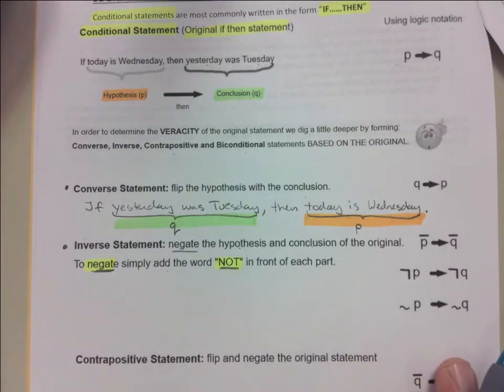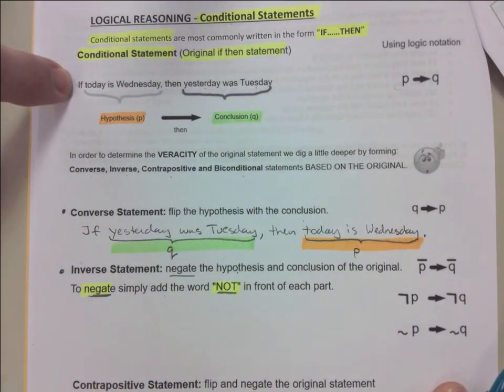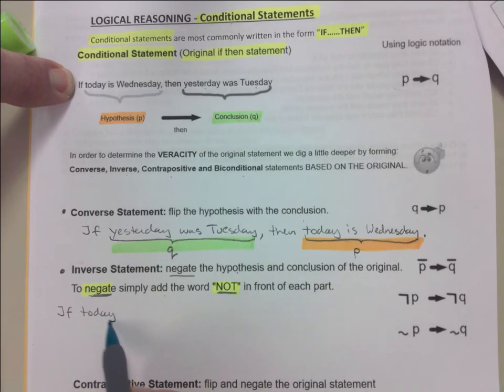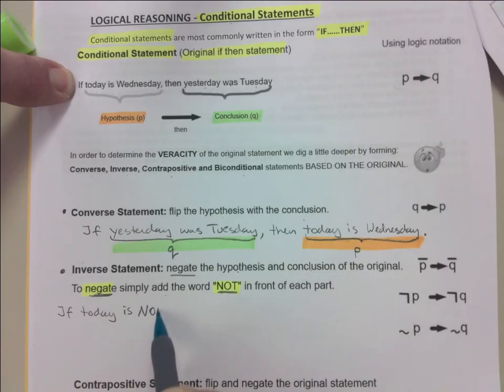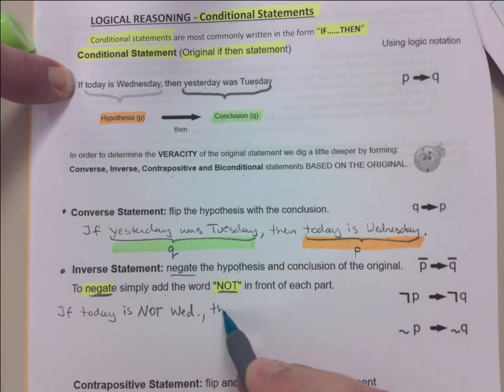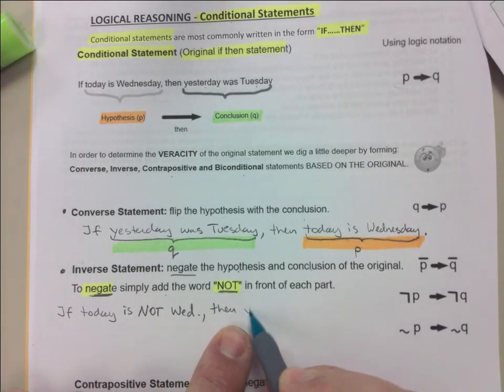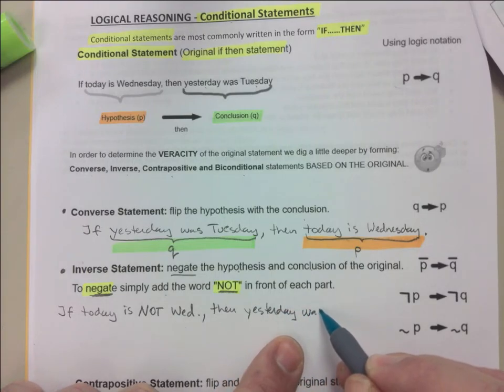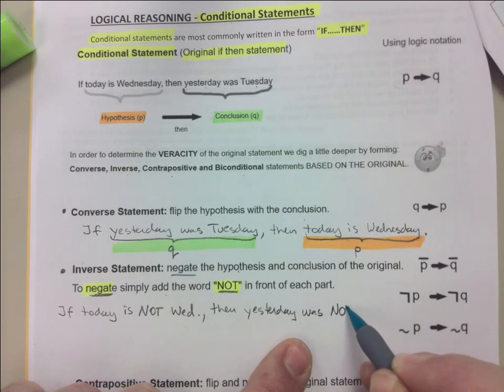So we go back to the original. Let's take the original where my finger is right now and negate that. If today is not Wednesday, I'm going to shorten Wednesday, okay? I believe that even on the provincial exam, you'll be okay with that. Maybe don't try it on the exam, okay? Don't try it on the exam. Then, yesterday was not Tuesday.